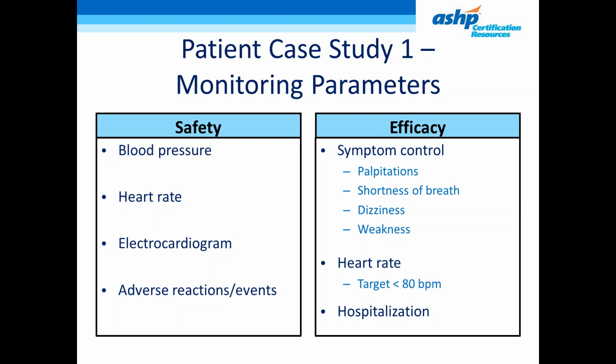In terms of efficacy, we would want to monitor for symptom control associated with atrial fibrillation. So how does the patient report his palpitations, shortness of breath, dizziness, and weakness? We would want to monitor the patient's heart rate. In general, the target heart rate is less than 80 beats per minute. However, it is appropriate in some patients to achieve a more lenient heart rate target of less than 110 beats per minute. And then finally, we would want to monitor for any hospitalizations that are required in this patient as a direct result of atrial fibrillation.